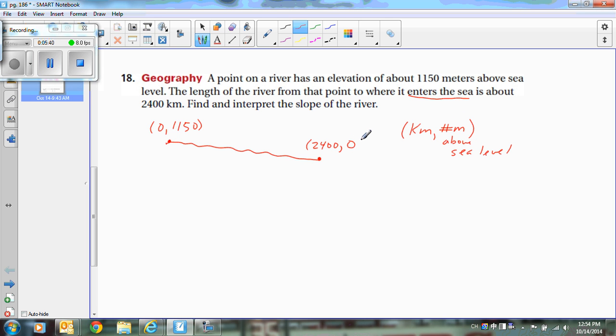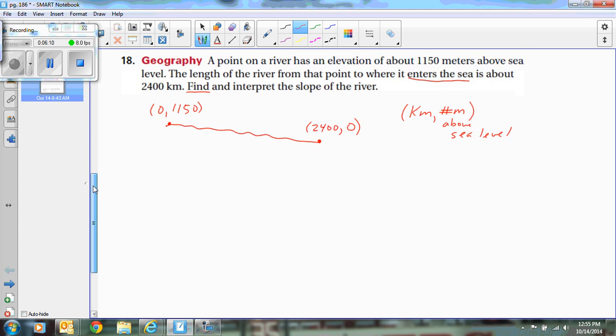That would be 0. So you're going to use those two ordered pairs to find the slope. Use your slope formula, find the slope, and then as you interpret that, think of the ratio, rise over run. Rise would be the change in sea level. Run would be how many kilometers it has traveled. So just think about that ratio and see if you can come up with an interpretation for that.